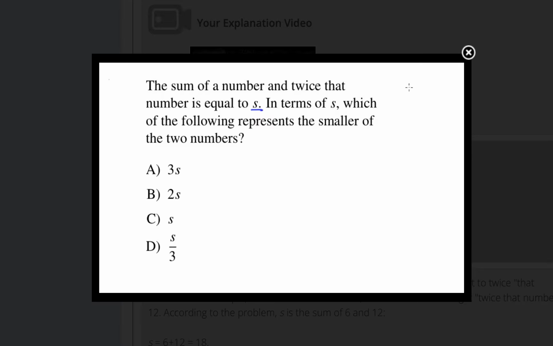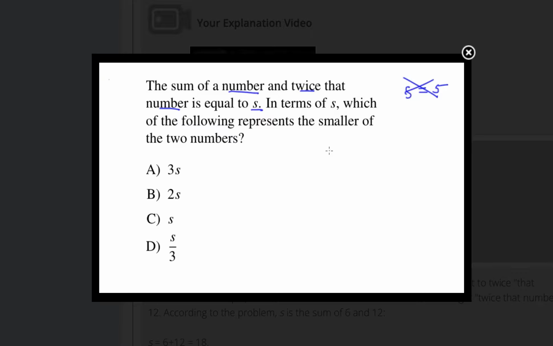For example, if we said S is equal to 5, then we have to work backwards to figure out what number and twice that number add to 5. So that's not really the right approach. What we should do is think of the number and twice that number that would add up to S. So if we work it that way, this is very easy.